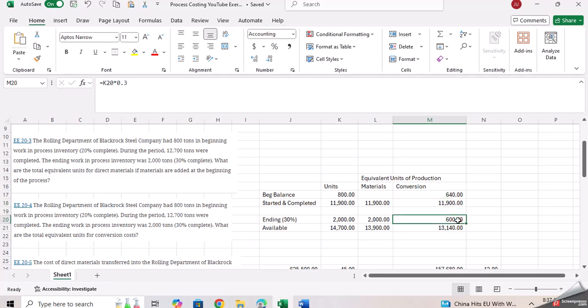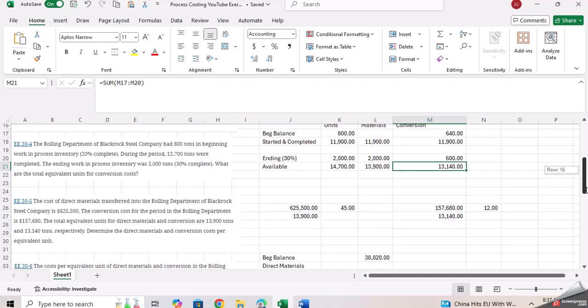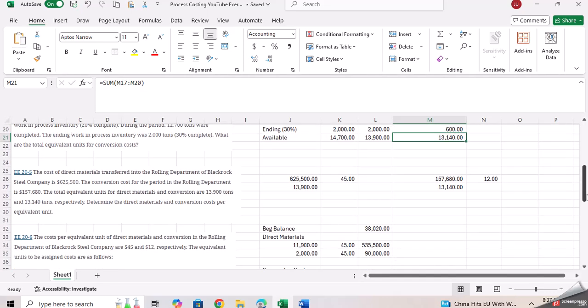And then the ending is just the percent that was done this month. So that's the percent that they give us. Then we add those up, and those are our equivalent units of production for conversion. Then the next step is, well, how do we know how much?